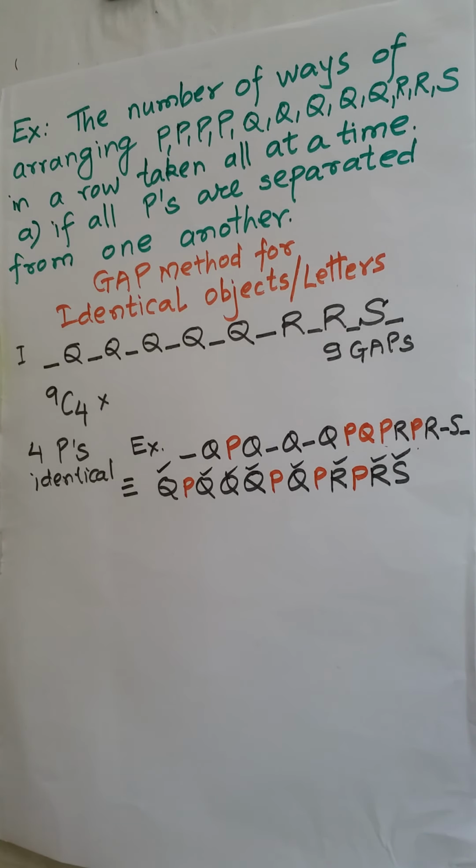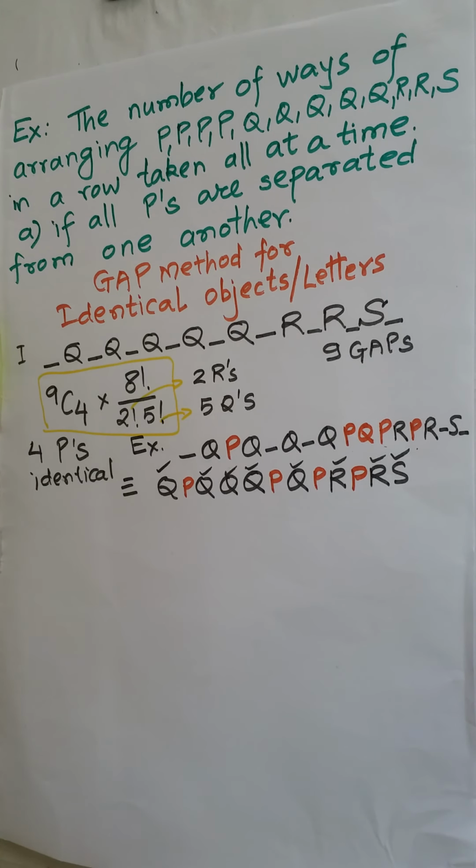8 positions. So 8 positions and 8 letters can be arranged in how many ways, in which 2 R's are identical and 5 Q's are identical? Yes, it is 8 factorial divided by what? 2 factorial into 5 factorial. 2 factorial for 2 R's and 5 factorial for 5 Q's. So that is the answer.